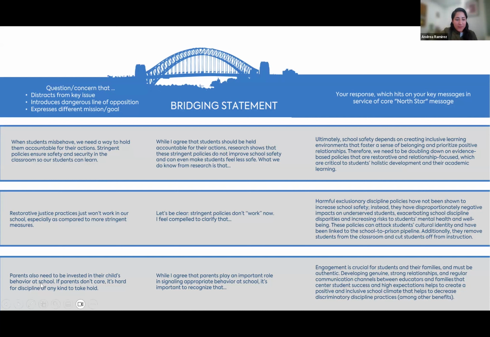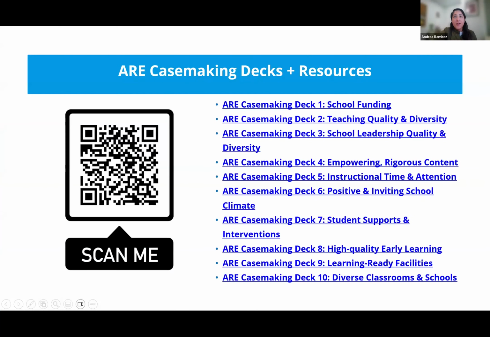And with that, I want to share a QR code to all of the ARE case-making decks and resources available to use when crafting your own messages. I hope you're able to intentionally use this tool and share with community members and advocates in your own work so we can continue advocating for resource equity. I know as a former teacher and community organizer, this is a really helpful tool that I wish I had and could use to train others. These case-making decks actually come with speaker notes. So anyone can use these, anyone can train people to use these.